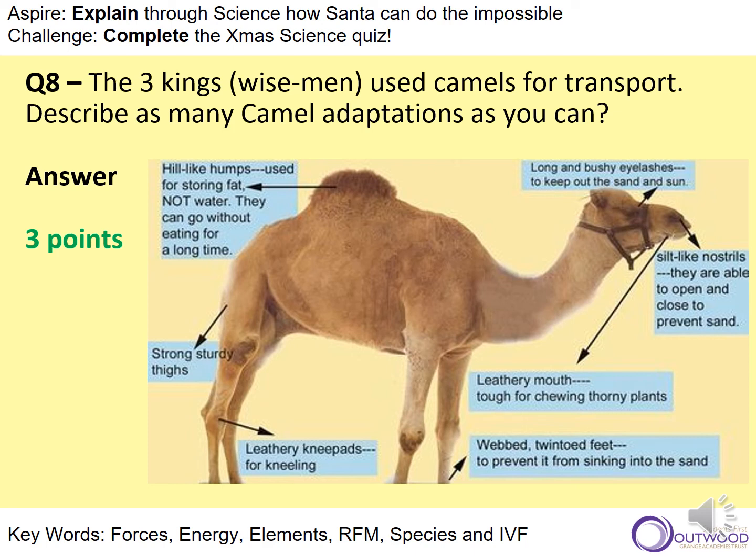Okay, some of you may have put thick insulation layer, or you could have put fur. That's fine as well, depending on what you put down. You can only get 3 points for that one. Okay, so that's question 8.